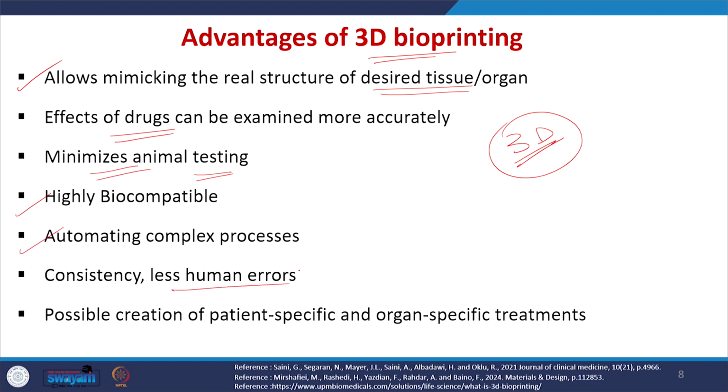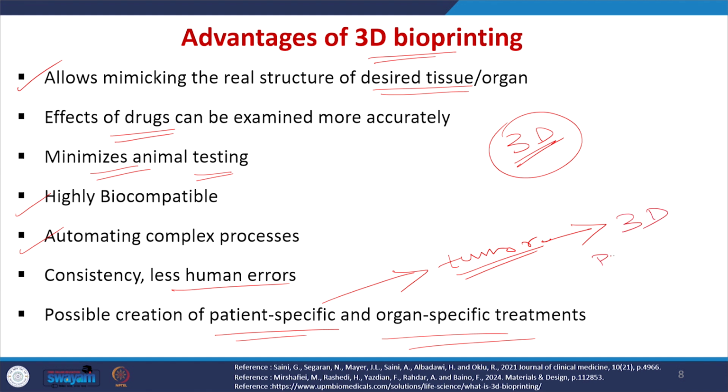So, less human errors, and again by using this 3D bioprinting technology we can create patient specific and organ specific treatment. For example, some patient is having a tumor, right. So, we can isolate the tumor cells and grow them in the lab environment. We can make a 3D printed tumor model. So, once we have this 3D printed tumor model, we can study the efficiency of different anti-cancer drugs.